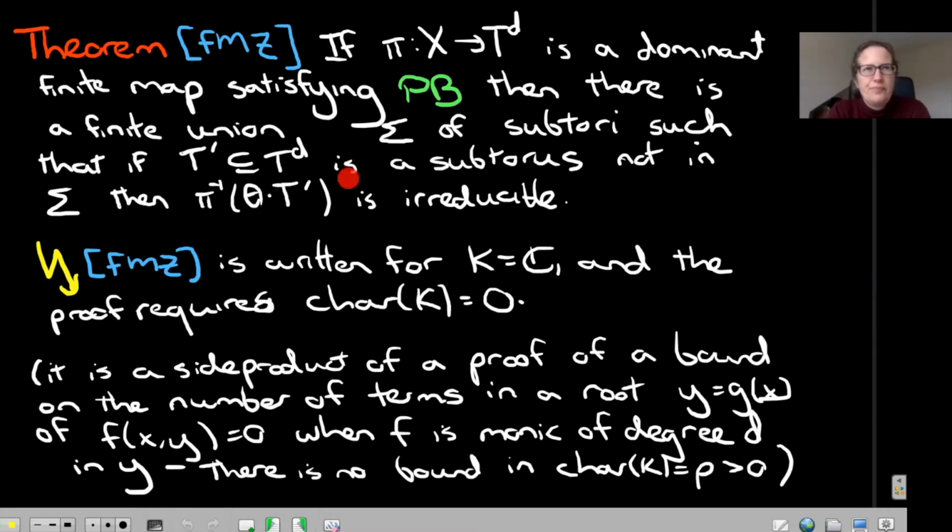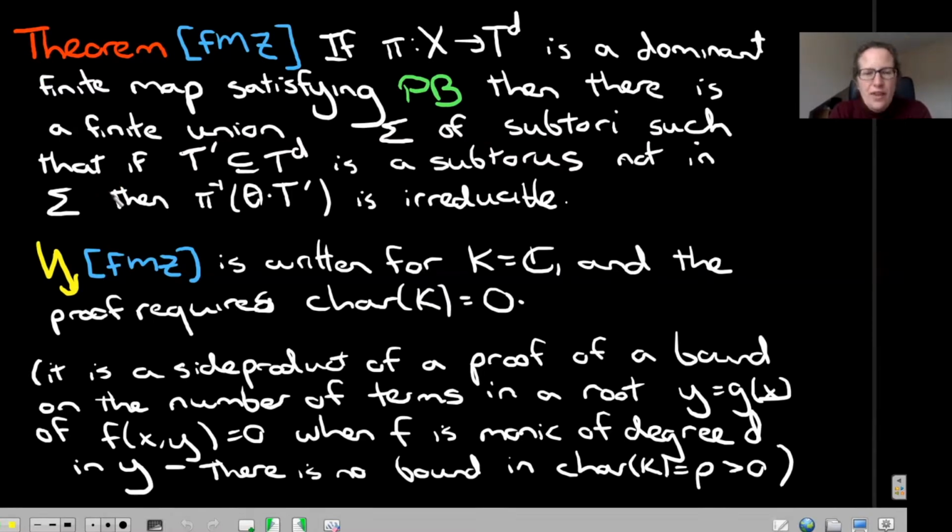So we're allowed to take cosets of the torus too. And the idea is there's a finite number of bad subtori. If you're not in one of those, then any coset, the pre-image, is irreducible. Okay, so that's the Fuchs-Mantova-Zannier Toric Bertini theorem. Yeah, that's useful.